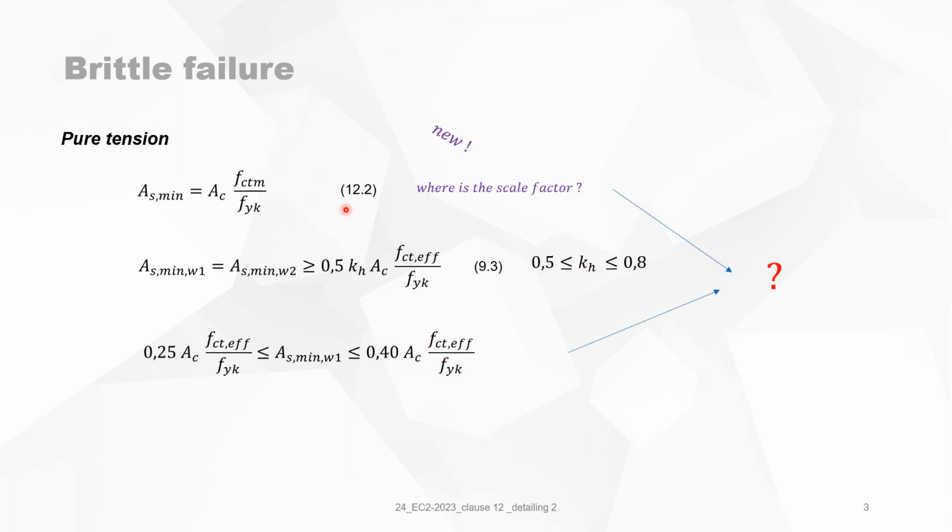Compare this now with formula 12.2, and because fctf can be taken equal to fctm, you see immediately that there is something wrong here. Because 12.2 is always dominant, always. So why introduce formula 9.3 when this is always dominant? A little bit strange.